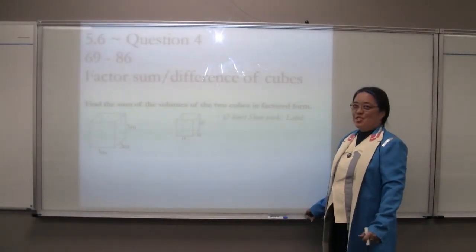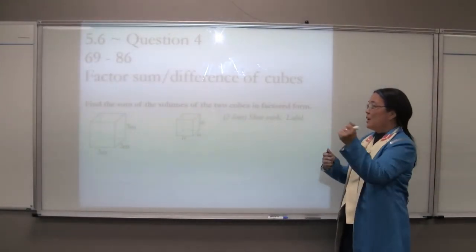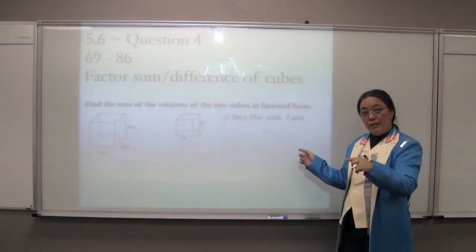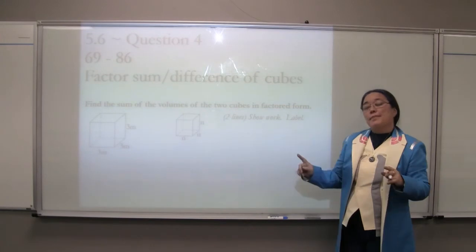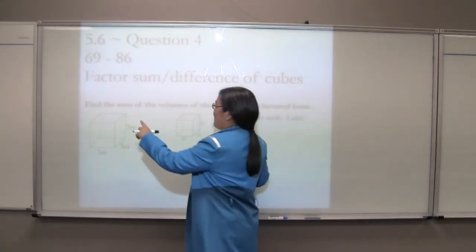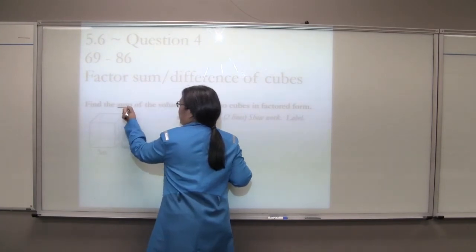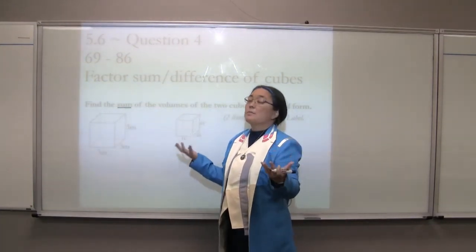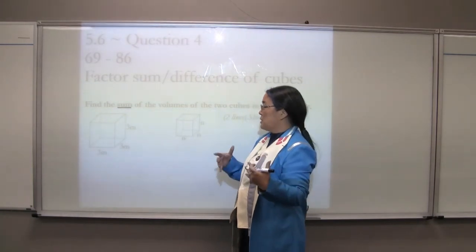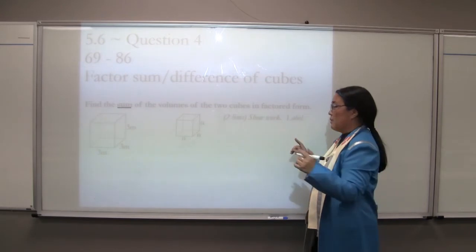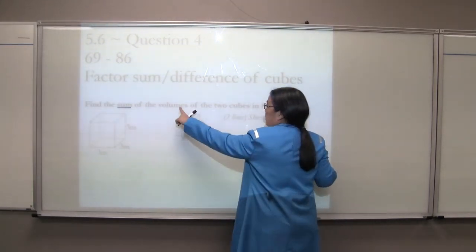Chapter 5, Section 6, Question 4. We have factoring the sum and difference of cubes. We were just factoring the sum or difference of cubes, but this time we have a picture. Now, this says sum, but you know from previous problems that we could also use the word difference. Sum would mean adding, difference would mean subtracting. It says I want 2 lines of work. So the first line, we're going to use the volume formula.